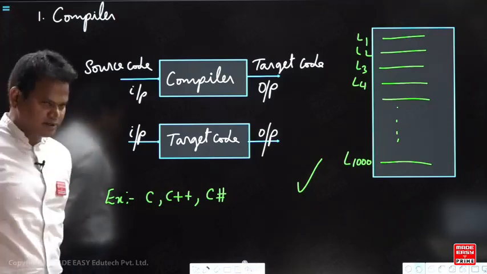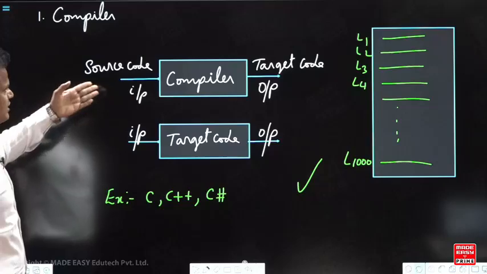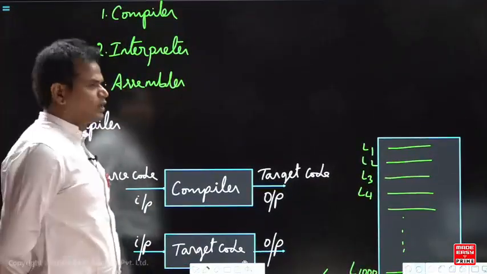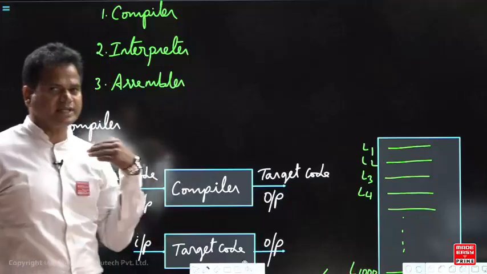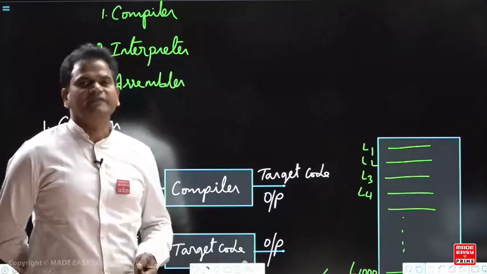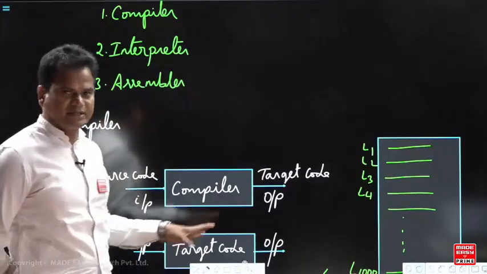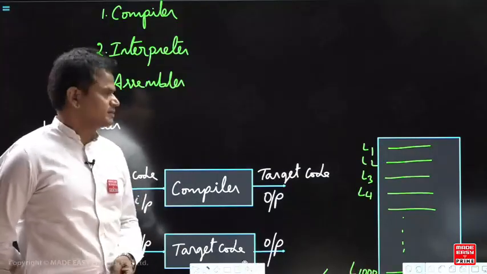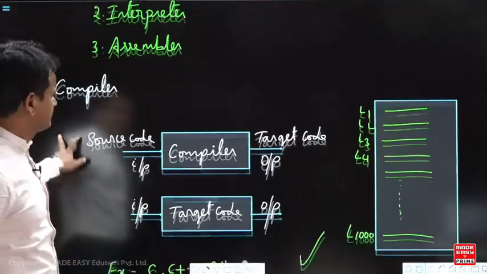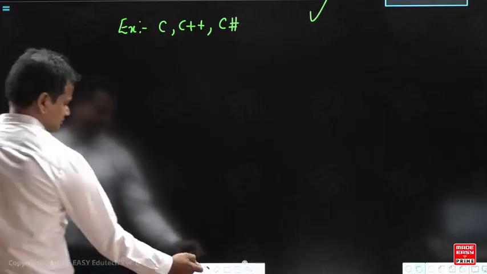In this topic, we will first see the different types of language translators: compiler, interpreter, and then assembler. After that, I will explain the language processing system, that is, once you write the program, what happens until its execution. Then we will go through the phases of a compiler briefly. That will be covered in the first topic. The second topic is lexical analysis. Okay, next, interpreter.